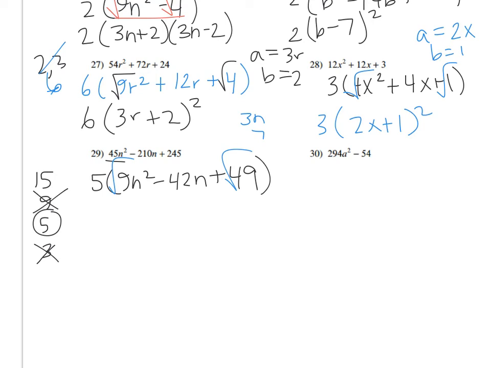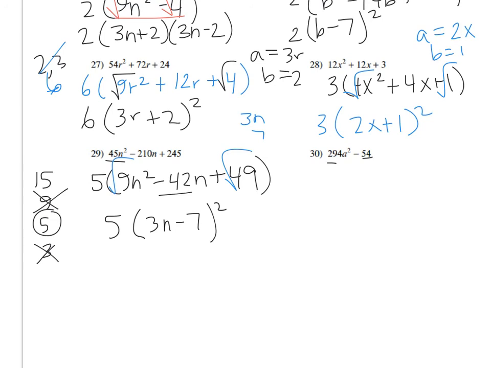And then it can be a negative 42, because it would be 5 times 3n minus 7. Negative 7 times negative 7 is positive 49. Negative 7 times 3n times 2 is negative 42n. So it works.